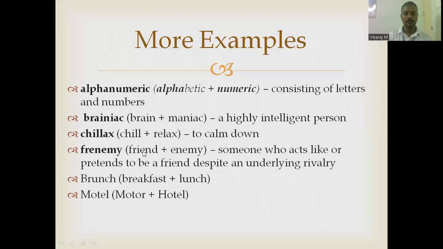And frenemy. Frenemy again is a new word that comes from the combination, the blending, of these two words: friend plus enemy. So a frenemy is someone who acts like or pretends to be a friend, despite an underlying rivalry. And brunch is a very common portmanteau word, a blending of breakfast and lunch. And motel, that is motor plus hotel.